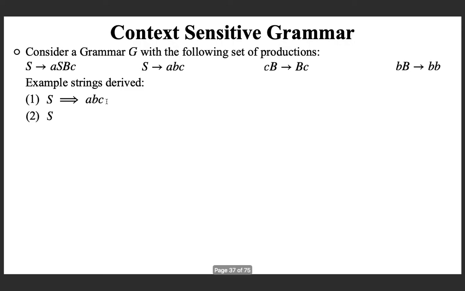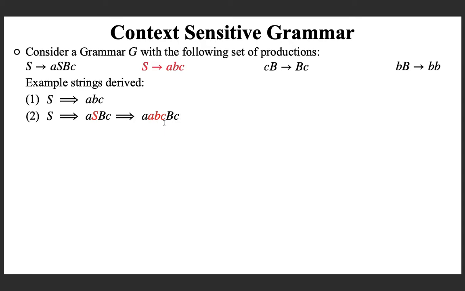Try another derivation. You start with the start symbol. This time apply production number 1. So capital S is replaced with ASBC, and here I am going to replace this capital S by using production number 2. So capital S is getting replaced with small abc. Note that the other symbols are not getting changed.